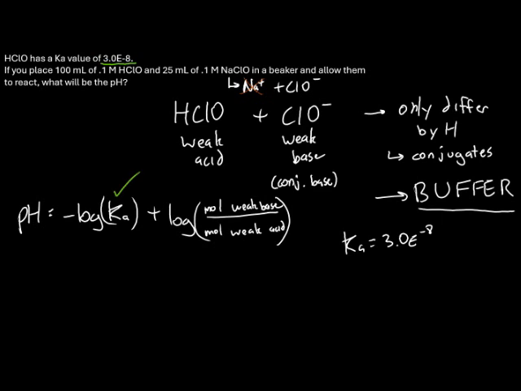We'll check that off. We also can find our moles of weak base. Our weak base was ClO, and we have 25 milliliters and 0.1 molarity of it. If we multiply those together, we will get 2.5. Since we are in milliliters, this will give us millimoles. If you want to change this to scientific notation, we can say 2.5 times 10 to the negative third moles.